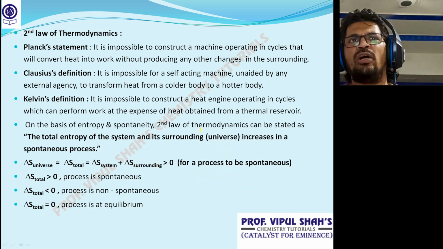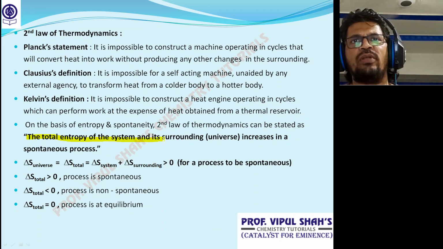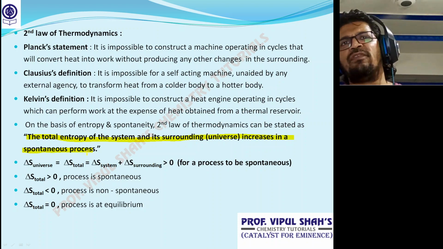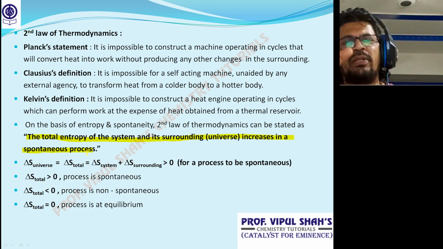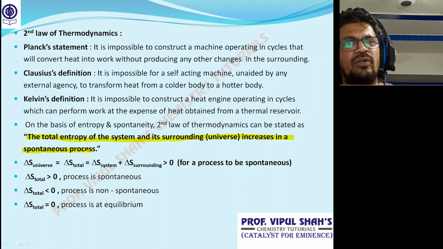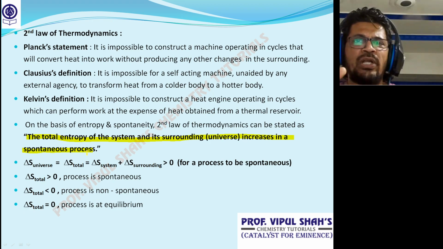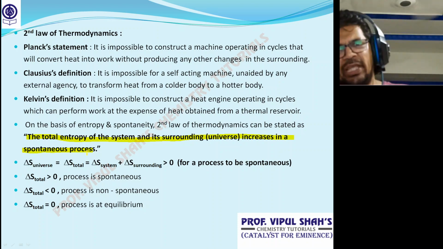Then the second law in a different way: the total entropy of the system and the surroundings increases in a spontaneous process. That's the second law. And we have 3 variables to talk about. Delta S total, that is delta S of system plus delta S of surroundings. If delta S total is positive, more than 0, then the process is spontaneous. If delta S total is negative, then the process is non-spontaneous. And if delta S total is 0, the process is in equilibrium.